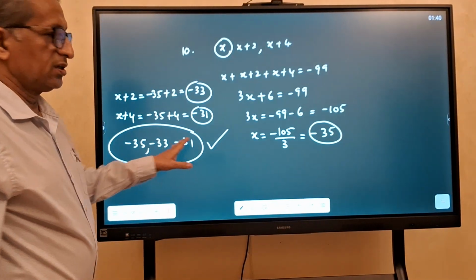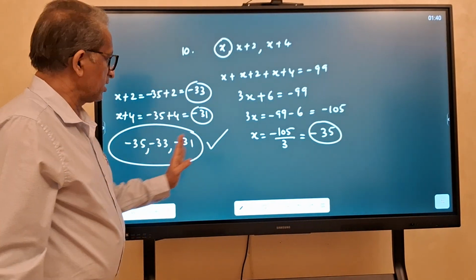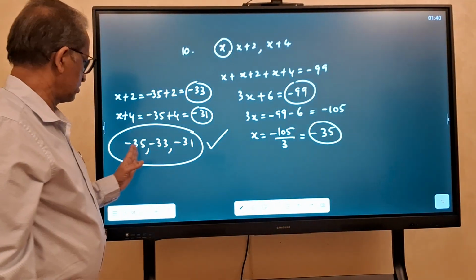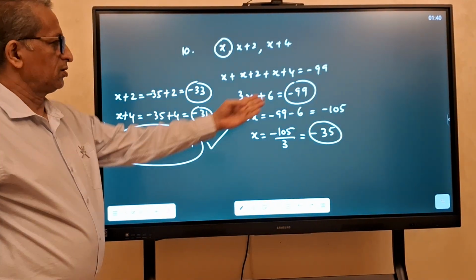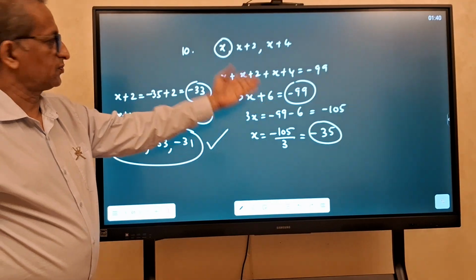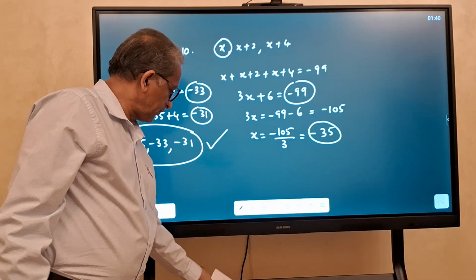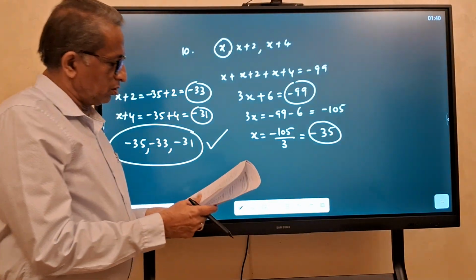How do I know whether this is correct or wrong? Add this, you should get minus 99. Yes, you add these 3, you will get minus 99. So that is how we solve examples from 6 to 11.